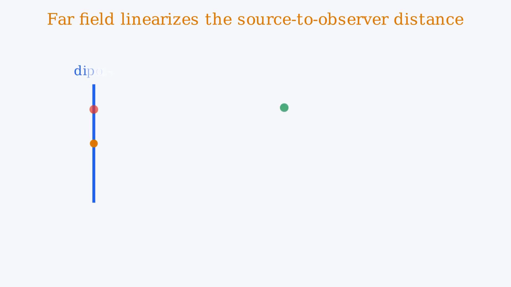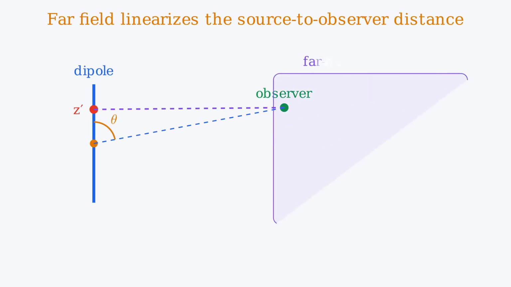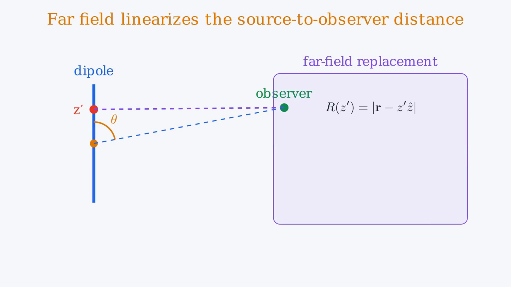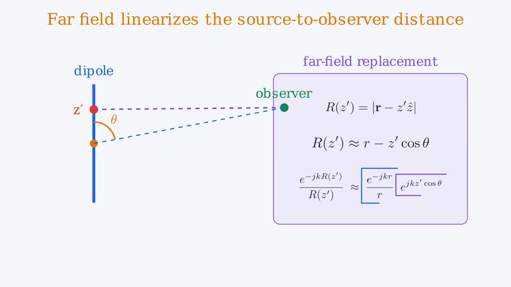The exact distance from a source point to the observer is written as R of z'. In the far field, we replace that exact law by r minus z' cosine theta, and we pull 1 over R outside as 1 over r. So amplitude becomes common, while phase still remembers where the source point sits along the wire.